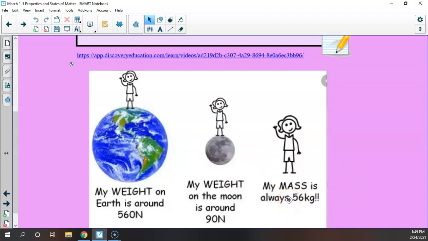Mass is how much matter is inside of you, how much you are made up of matter. So my mass would always be 56 kilograms. These are all metric measurements of mass and weight. But mass never changes. Your weight would change depending if you were on the moon or on Earth.